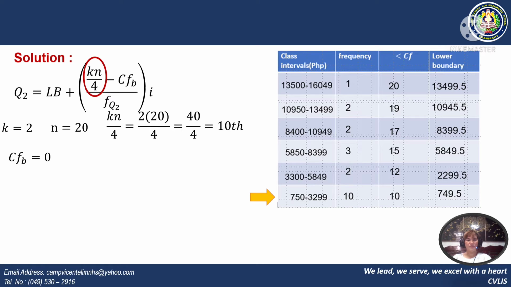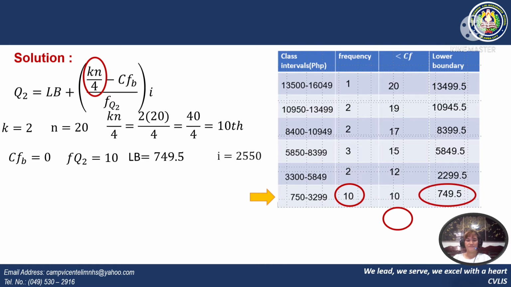So we have the cumulative frequency before, which is equal to 0, and then the frequency where the second quartile is located is 10, and the lower boundary is equal to 749.5, and i is equal to 2,550. And then plug in or substitute all the values into the equation. So we have Q sub 2 is equal to 749.50 plus the quantity of 10 minus 0 all over 10 times 2,550.